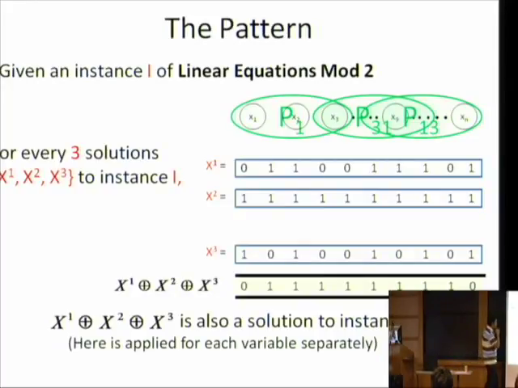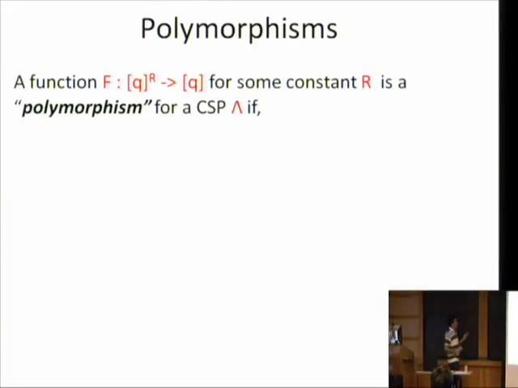The point here is, you have this function, which is XOR on 3 bits, and you're sequentially applying this function on the values of every variable. For X1, there are 3 values. I apply XOR of those and get a new value. So you have this function from 3 bits to 1 bit that somehow preserves the space of solutions, that takes solutions to feasible solutions. And in a sense, this is what makes linear equations easy. This is what is called a polymorphism.